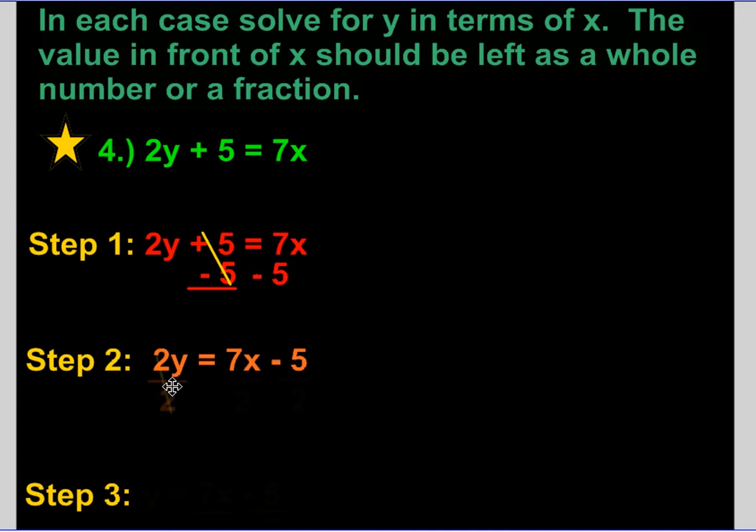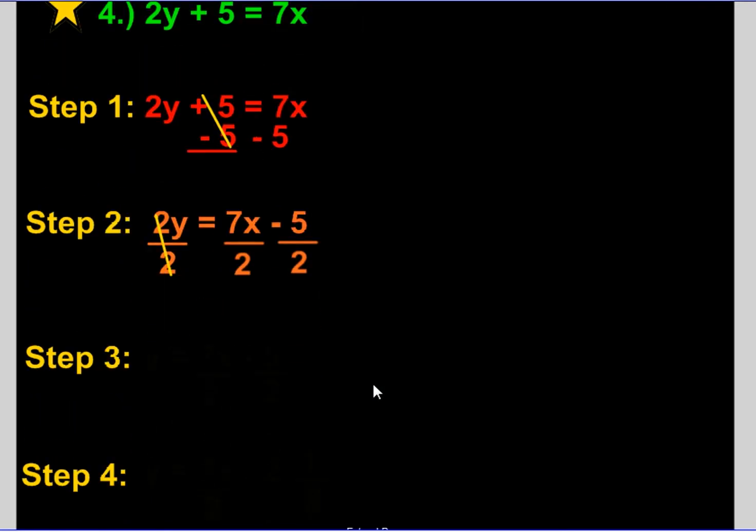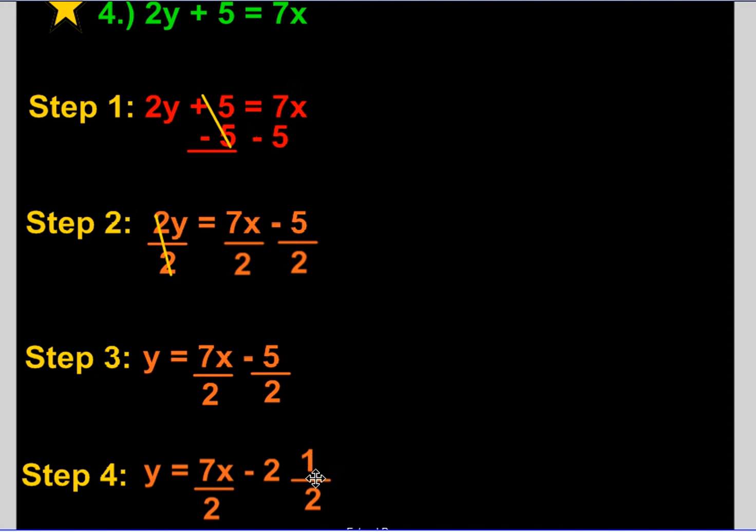Now we can divide by 2 to get rid of this and leave the y by itself. Of course, if we do it on this side, we've got to do it on the other. Now, y will be by itself, and the 7 over 2x we can't really do anything with, even though it is an improper fraction, because of the variable. But the 5 over 2 we can do something with. And 2 goes into 5 how many times? Well, 2 goes into 5 2 times with 1 left over. So that gives us y equals 7 over 2x minus 2.5.